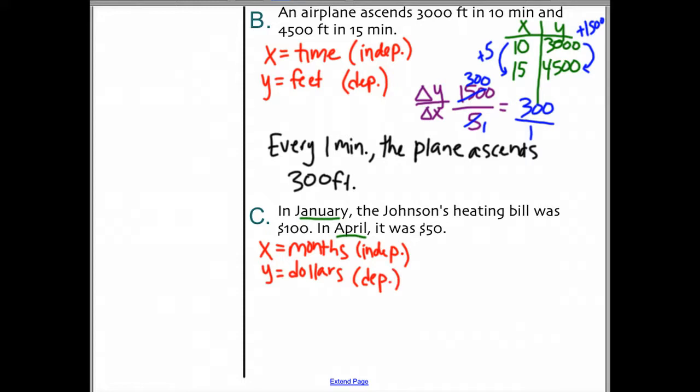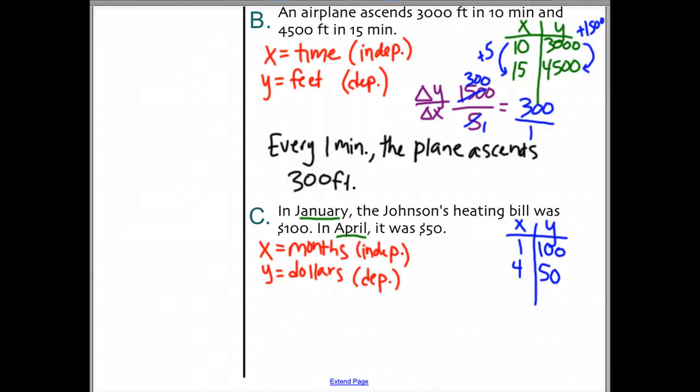Now we can make our nifty little chart off to the side. We have x and y. The first month of the year is January. So in January, the heating bill was $100. And then in April, which is the fourth month, it was $50.